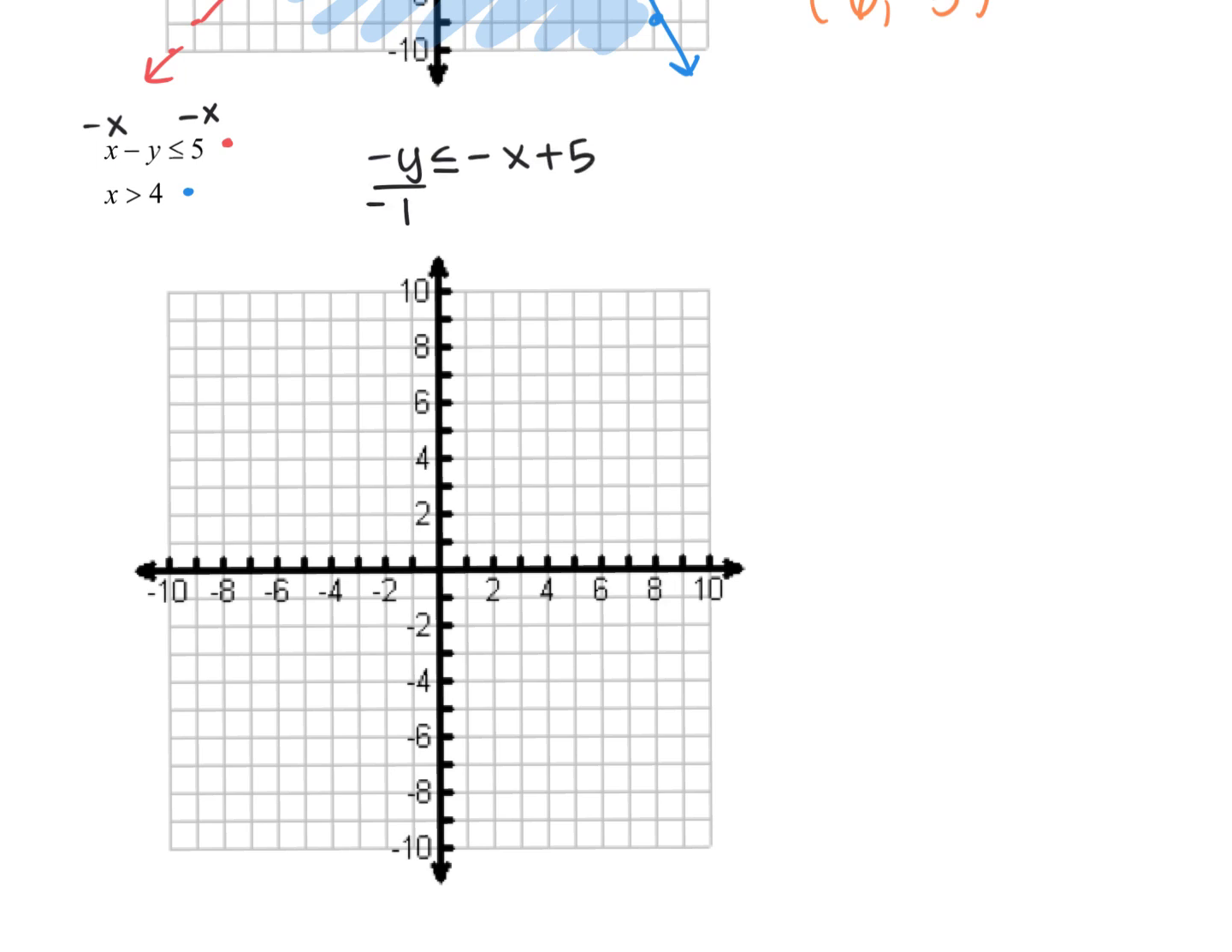Then I have to divide everything by negative 1. We have to remember to switch the inequality here because I divided by a negative. So it becomes y greater than or equal to x minus 5. My y-intercept is going to be at negative 5. My slope is positive 1, so I go up 1 over 1.